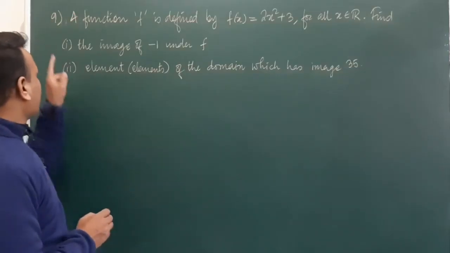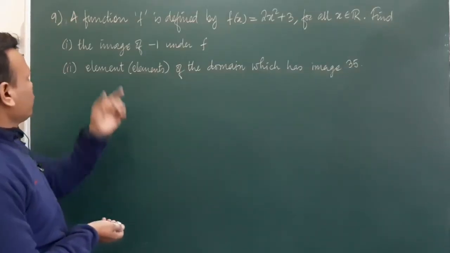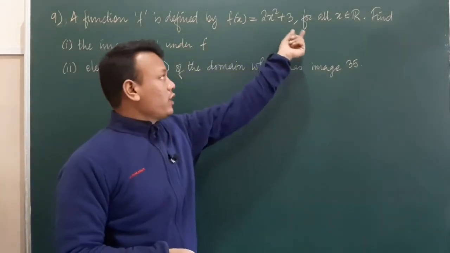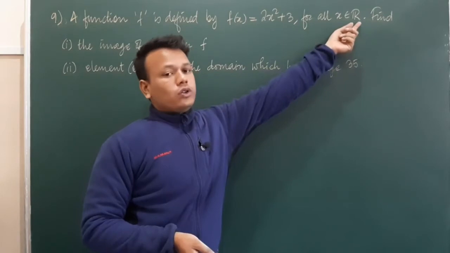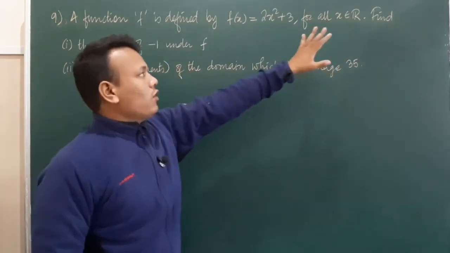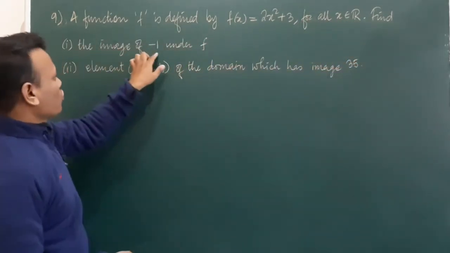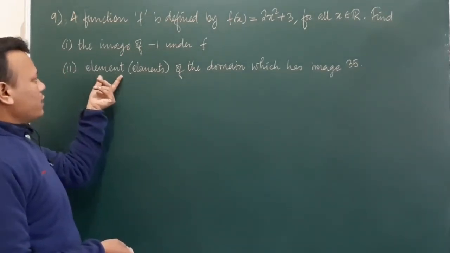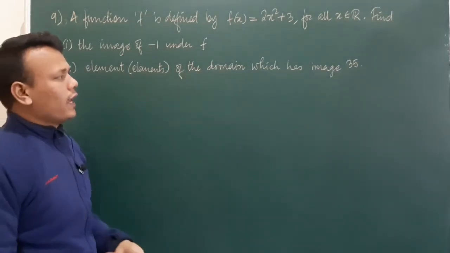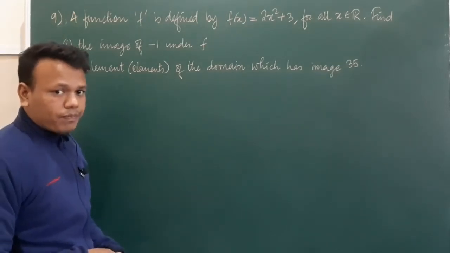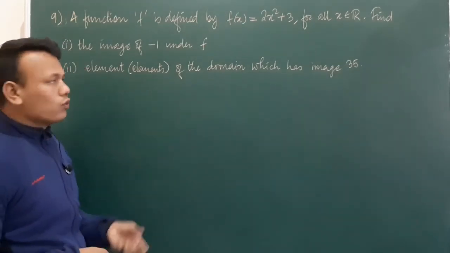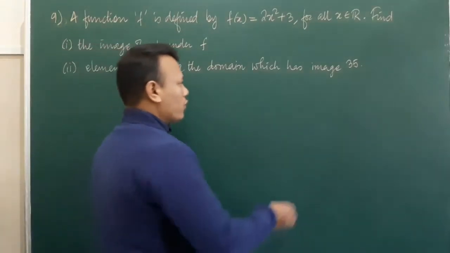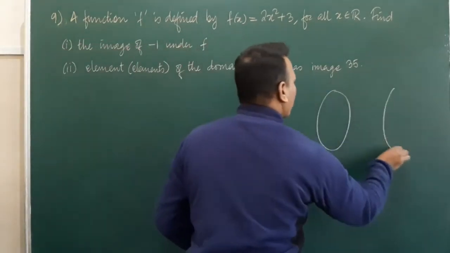Next we have question number 9. Let me read the question for you. A function f is defined by f(x) equals 2x squared plus 3 for all x belonging to the set of real numbers. Find the image of minus 1 under f. And next, find the element or elements of the domain which has image 35. The question is very simple. They are just trying to fool you by making the question a bit complicated. So again let me draw an arrow diagram for you.